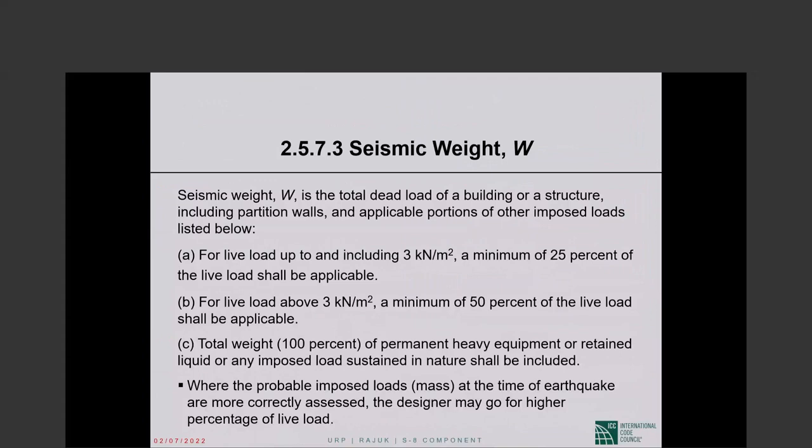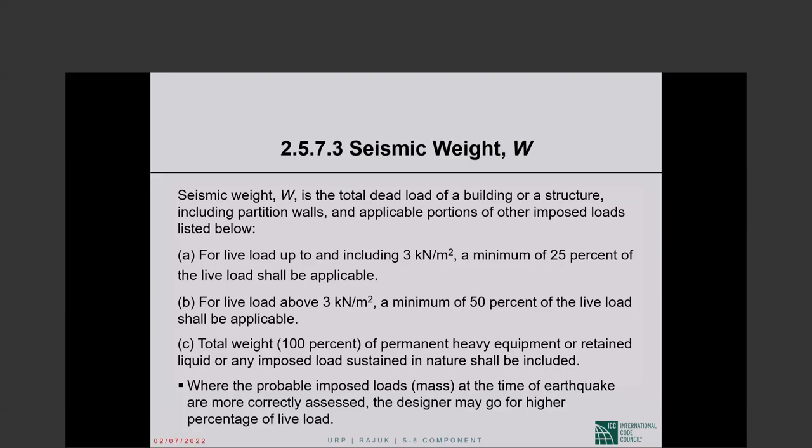Seismic weight of BNBC. Seismic weight is the total dead load of a building, of a structure, including partition walls and applicable portions of other imposed loads listed below. So very similar to ASCE 7, except for dead load, it says including partition loads. And I believe those are fixed partitions that are being talked about. So applicable portions of other imposed loads, those are for live load. This is all different from ASCE 7.